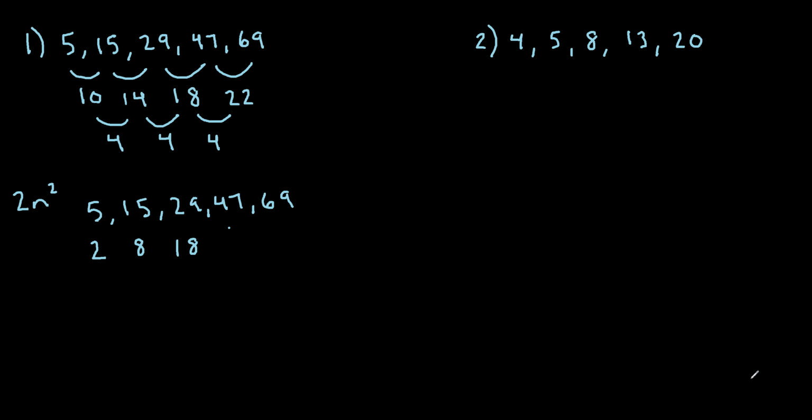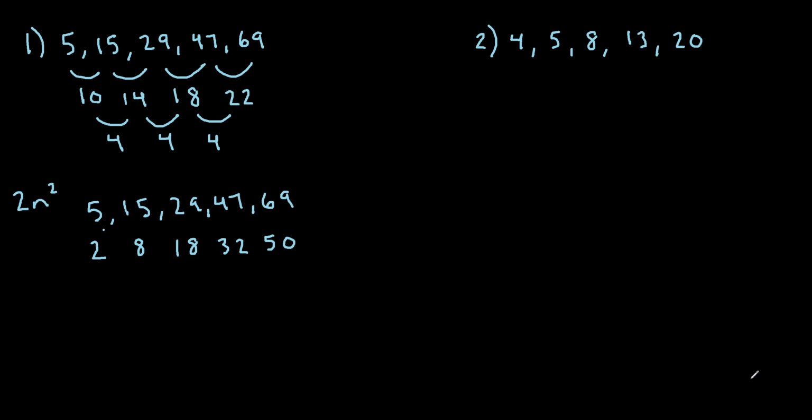The fourth term, we'll plug in 4 for n. So 4 squared is 16 times 2 is 32. And lastly, the fifth term, we've got 5 squared, that's 25, times 2 is 50.